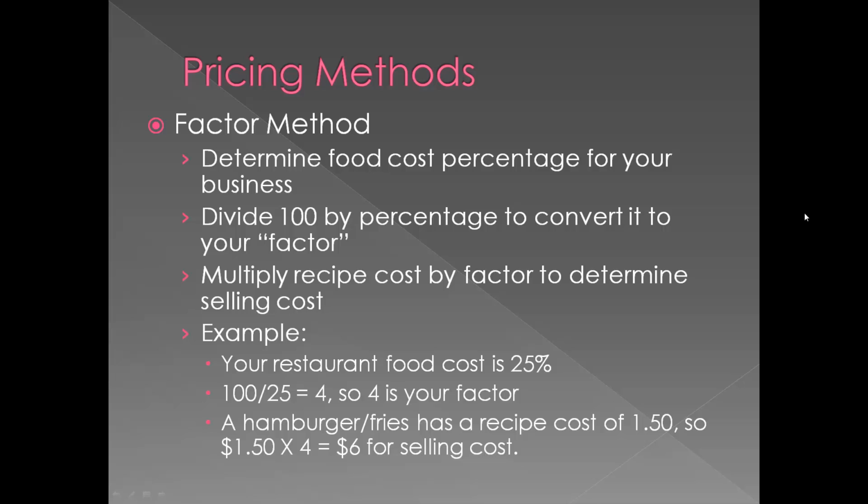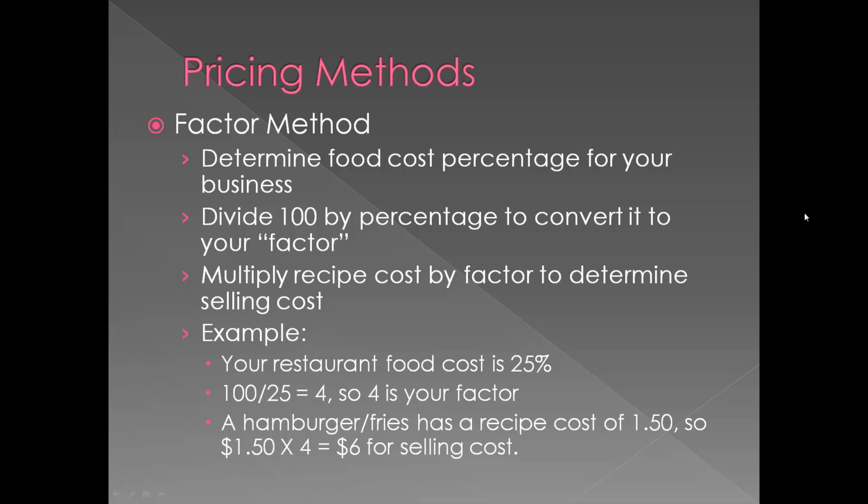So once you have determined your food cost percentage for your business, you divide 100 by the percentage to convert it to a factor. And again, there's going to be an example to show this. Then you multiply the recipe cost by that factor to determine the selling cost.